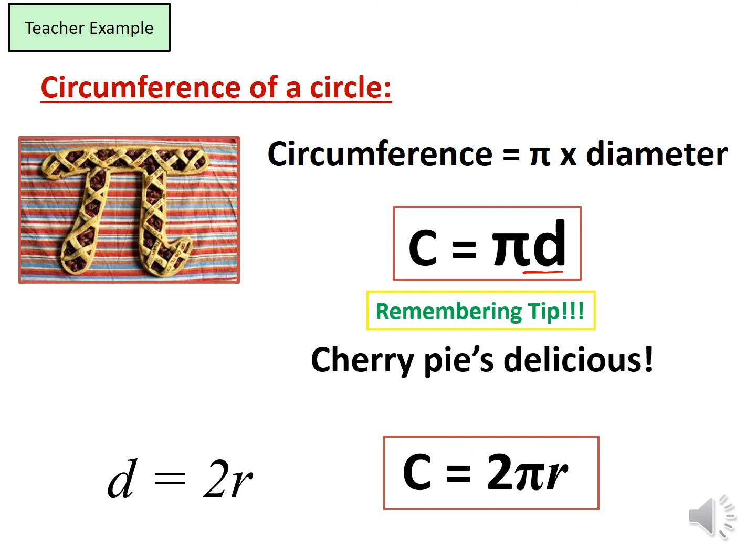So you can use either one of these equations depending on what is given to you. Sometimes you're given the radius only, so you're going to have to use the bottom equation. Sometimes you're given the diameter, so you can use the top equation. So remember, they are both the same.